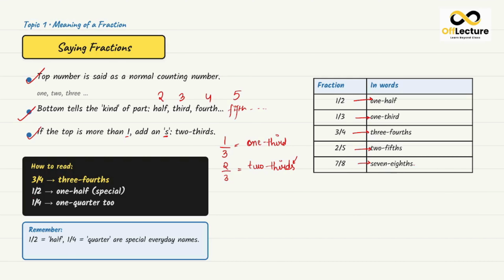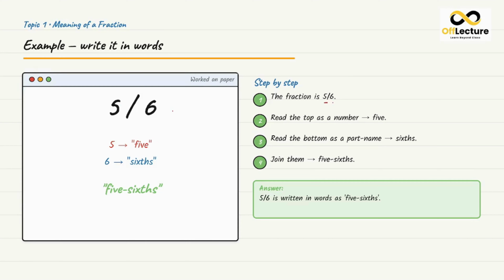Now, let's understand through an example. We have to write 5 by 6 into words. So the fraction is 5 by 6. Read the top as a number, so it will be 5. Read the bottom as the part name, that is 6, sixths. And since the top number is not 1, we will add s to it, and this will become our fraction in words, which is 5 sixths.